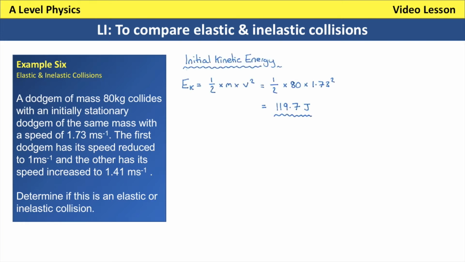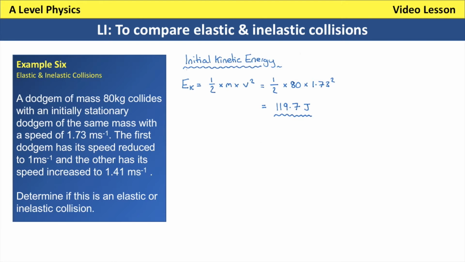So, I would be tempted to work out the starting kinetic energy. One of the dodgems isn't moving, so I only need to consider the first dodgem that is moving, at 1.73 meters per second. I do a half mv squared to work out the kinetic energy, so a half times 80 times 1.73 squared equals 119.7 joules. Really, I don't have any right to give it to four significant figures because the most in the question was 3, but it'll do for now.